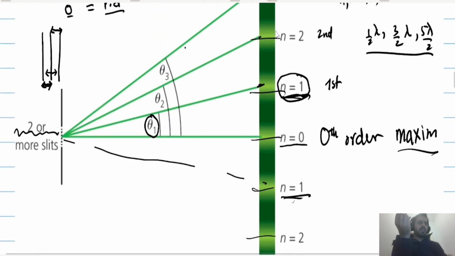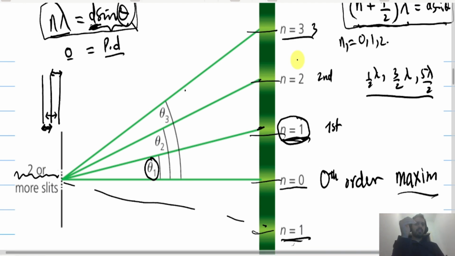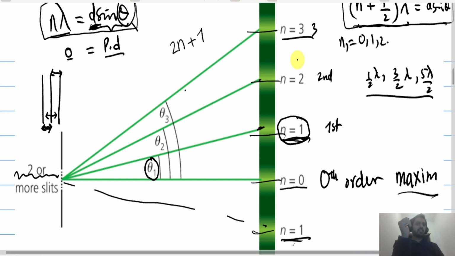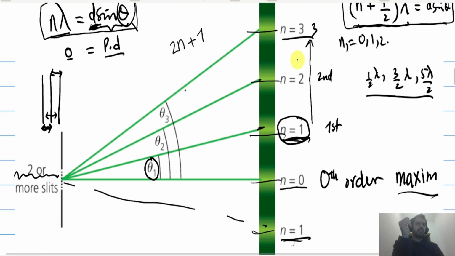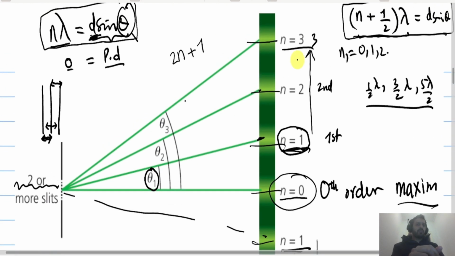So the relation between n, which is the order of maxima, and the number of maxima is always this: the number of maxima will be 2n plus 1. 2n plus 1 because you have the same number of maxima on this side and on the negative side, and you also have to count the one in the center, which is n equals 0, right? So for n equals 3, you will get 2 times 3 plus 1, which gives you 7. So this is the number of maxima. This n is the order of maxima. So you have to be careful with this.